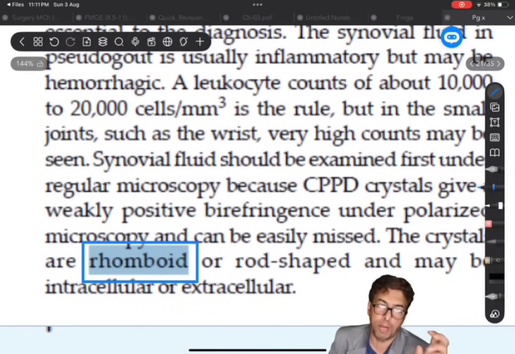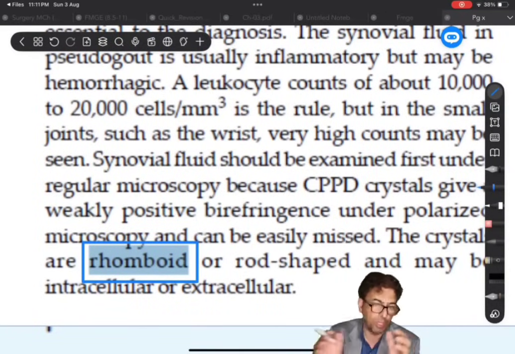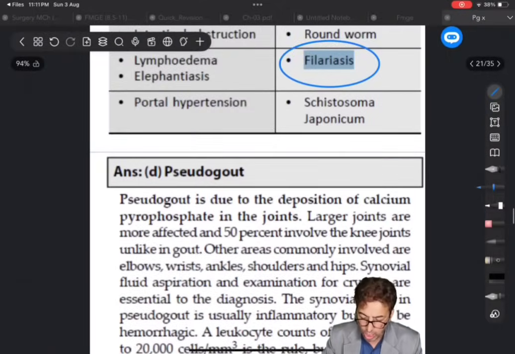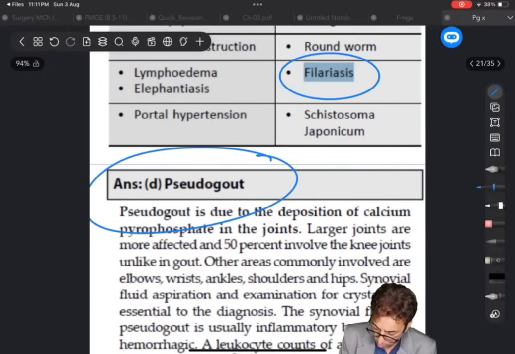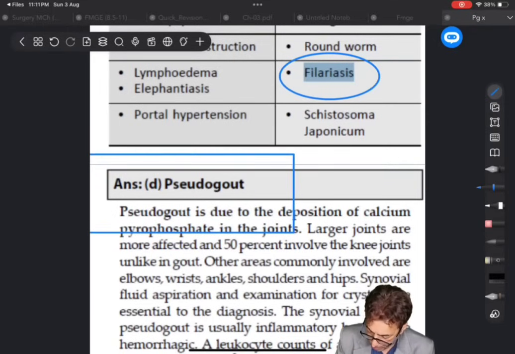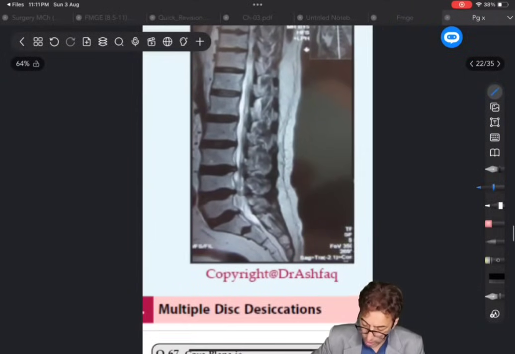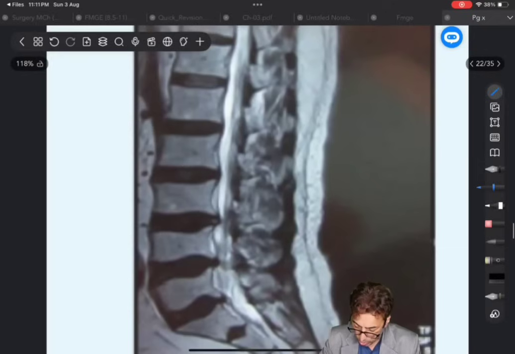Why are the rhomboid crystals present? There was a huge scenario given, hardly matters. Sometimes in a big question, there is one point which takes you towards the ultimate answer. That's why I am emphasizing again and again that you have to go through the question lines very seriously, with a lot of concentration. Rhomboid crystals, pseudogout. Elderly, rhomboid crystals, pseudogout. So the answer over here would be, my question was different, but I'm giving you just the explanation of the question, and pseudogout.